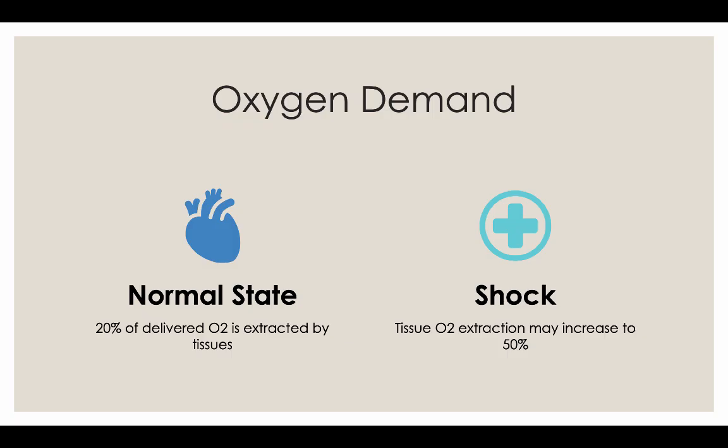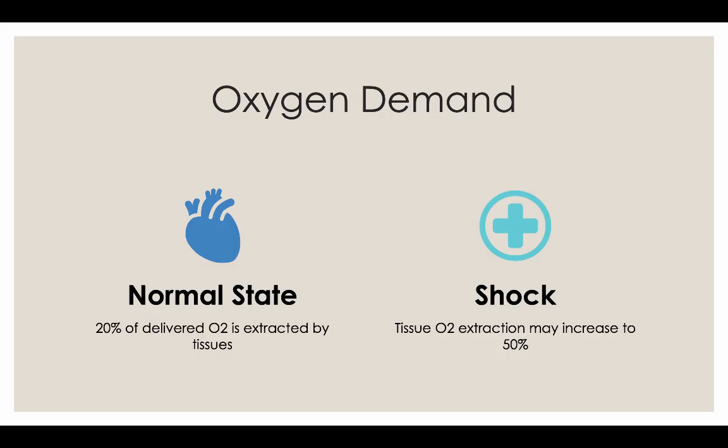Anything under 70, there's something going on. But in a normal state, about 20 to 30% of the supply delivered to our tissues is used. A large part of that oxygen delivered to our tissues is not used. So we can use that information to catch states of shock.